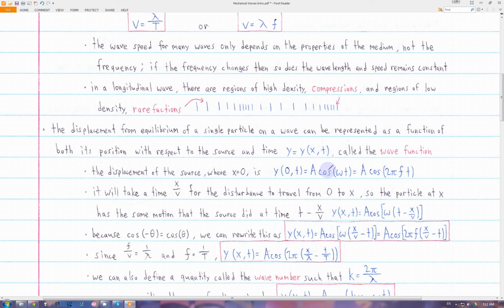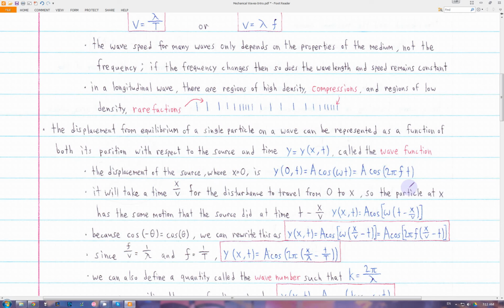And so all of the particles in the wave have the same motion as the source. Remember, they're all in simple harmonic motion with the same frequency. However, the particles after the source will be delayed for them to go the same motion as the source. So using the wave speed, we can see that it takes a time x over v for the disturbance to travel from 0 to a point x.